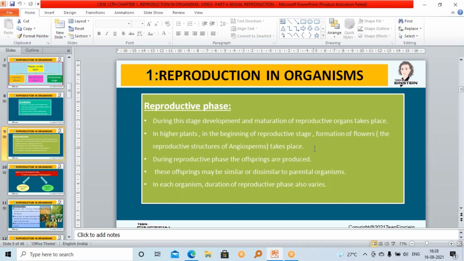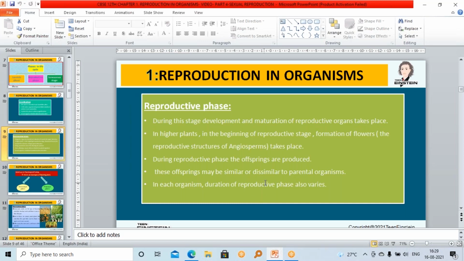In higher plants, at the beginning of the reproductive stage, formation of flowers takes place. In angiosperms, flower formation will be there, so we can make it out. Flowers are the reproductive structure of angiosperms. So if the flowers are there, we can make out that it is the starting stage of reproduction. Note down, in angiosperms only we can make this out because flower formation will be there.